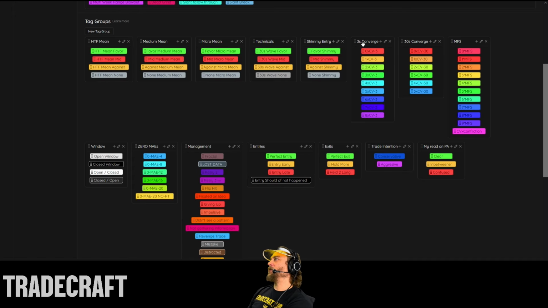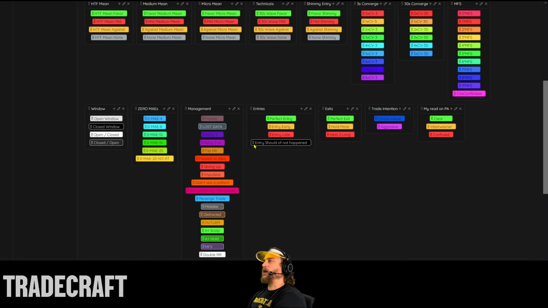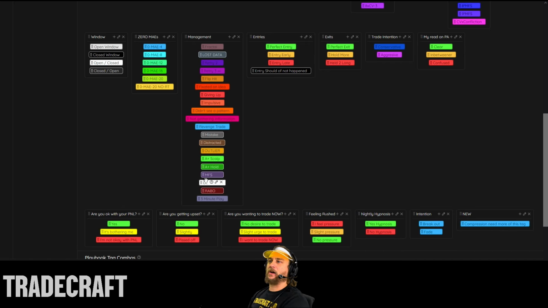Next, we have these things called 3-second convergence and 30-second convergence. Basically, what I'm looking at is a lot of cumulative delta, and I'm looking at these delta flips. Now, I'm not going to try to explain all of the little nuances of my specific trading, as the video is focused on tags and how we can extract edge from the tags. But what I'm looking for is multiple factors of support. So notice this MFS tag right here. This stands for multiple factors of support. I notice trades with MFS outperform trades that don't have MFS.